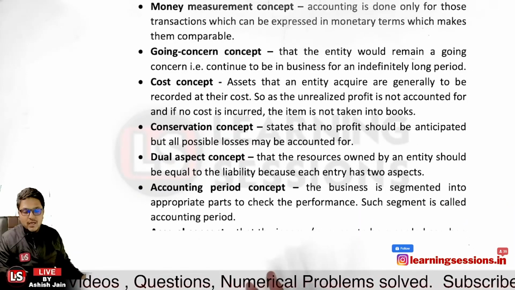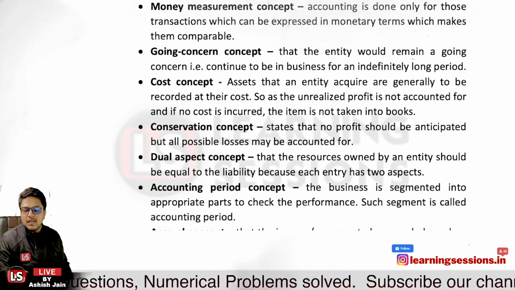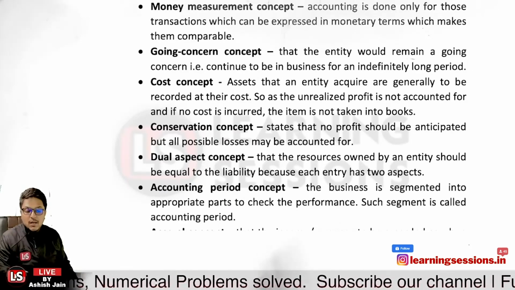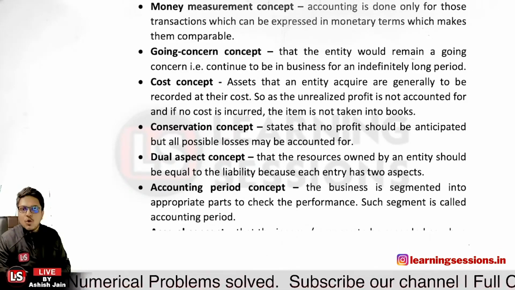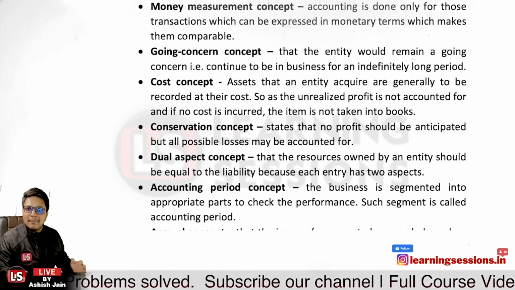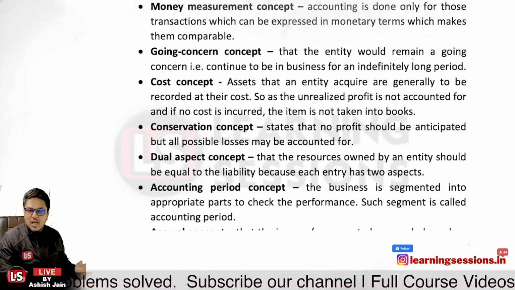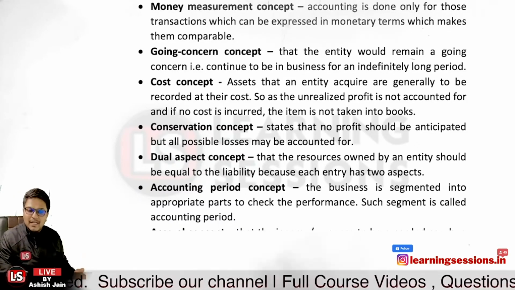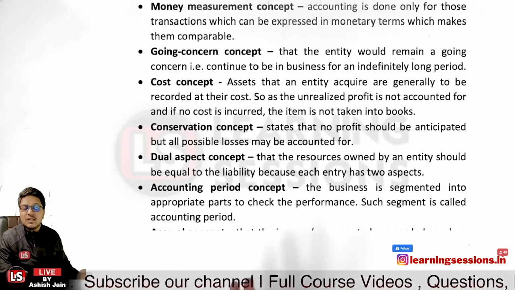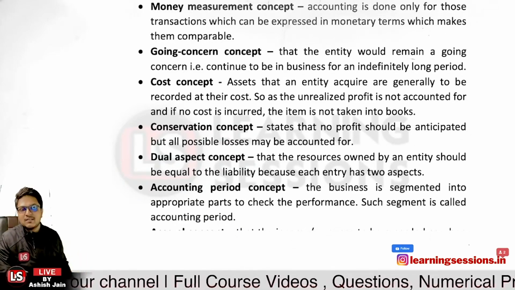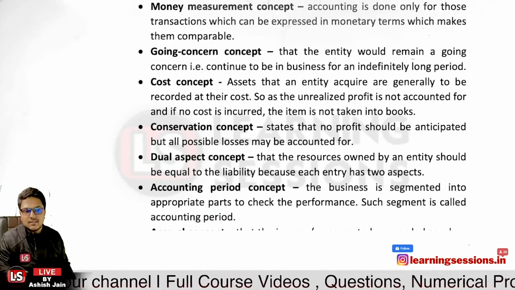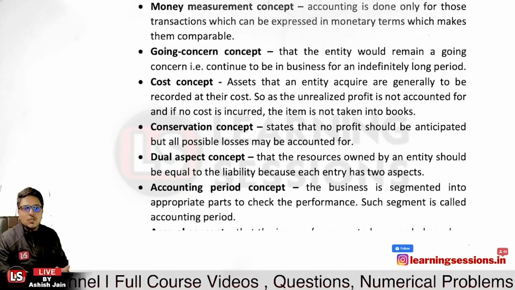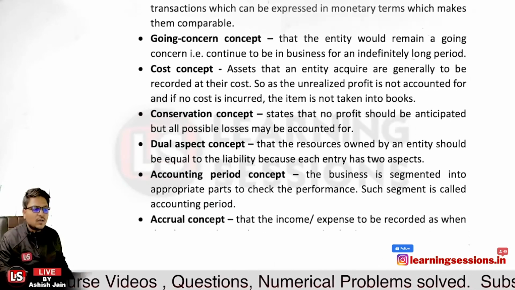Okay, right now if I say the accounting period is from 1st of April to 31st of March. But if I say there is no accounting period, and further if you want to compare, how will you be comparing your performance itself, and how will you be comparing with the industrial performance itself? It will be quite difficult. That is why the accounting period concept is there, that the business is segmented into appropriate parts, and such a segment is called what? That is called the accounting period.